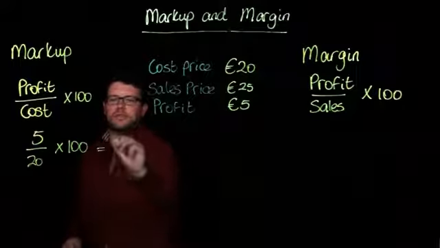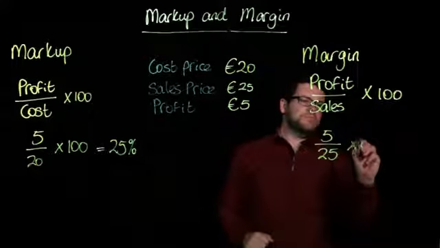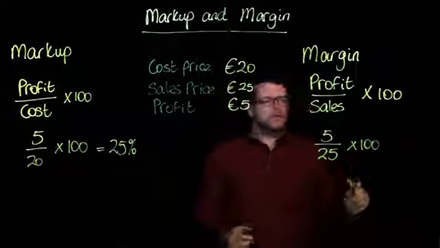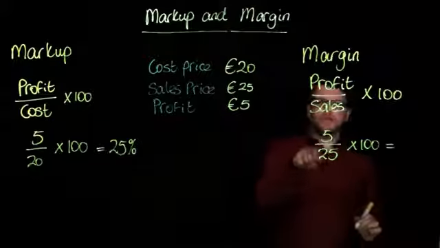Margin, on the other hand, profit, still €5, but my sales figure is higher, that's 25. I'm timesing by 100, and so I'm going to get a different figure out here. Because I'm dividing by a bigger number, my result's going to be smaller. So I'm going to make a sales profit here, or a margin, of 20%.